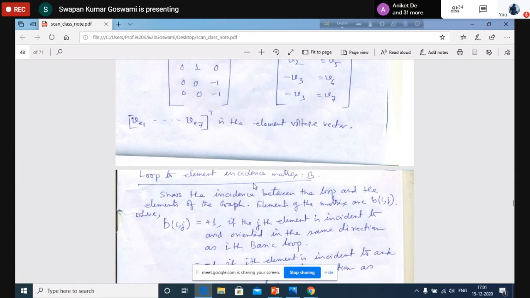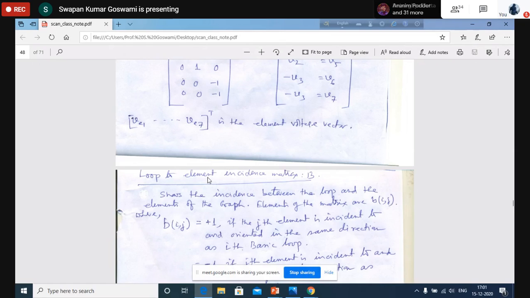How can we express network loops? Already we have formed the network loops. To form the network loops, how did we start? First, from the network graph we have identified a tree. The tree will have how many branches?